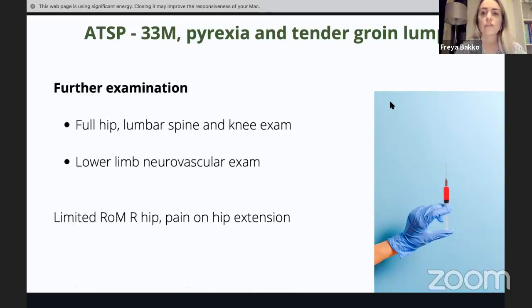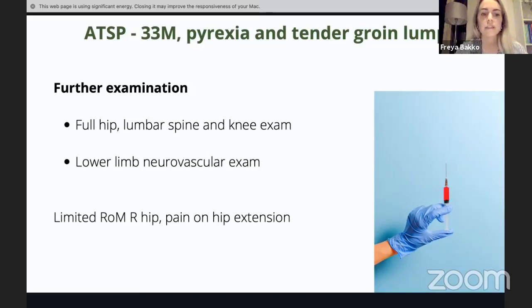So you want to now do a further, quite detailed examination of the hip joint. This is because this patient is presenting with sort of fixed flexion and a fairly painful inflammatory lump of the groin. So you want to do a full hip examination of both sides. You also want to do a lumbar spine and knee examination, to always examine the joint below and above. And then you want to do a lower limb neurovascular examination and make sure you document these very clearly.